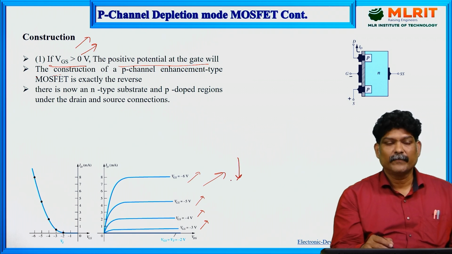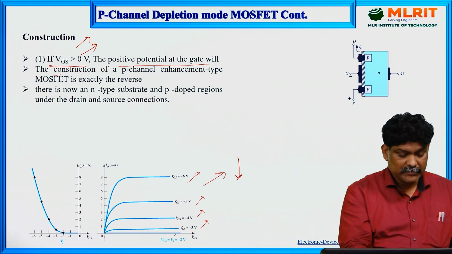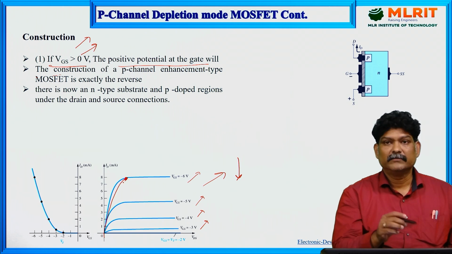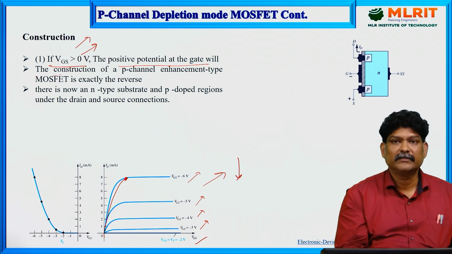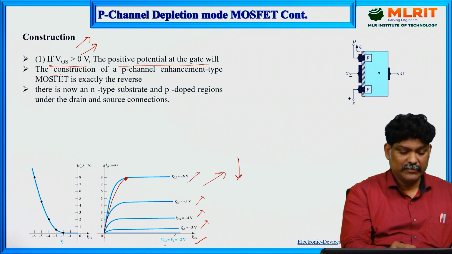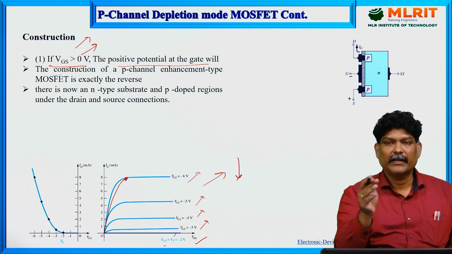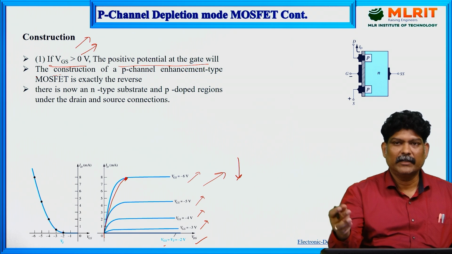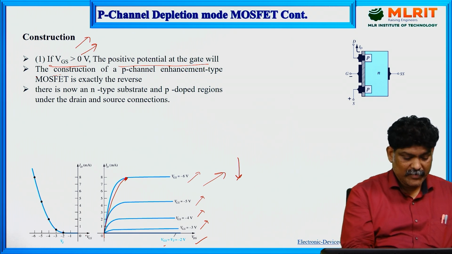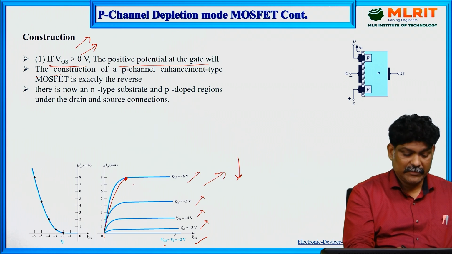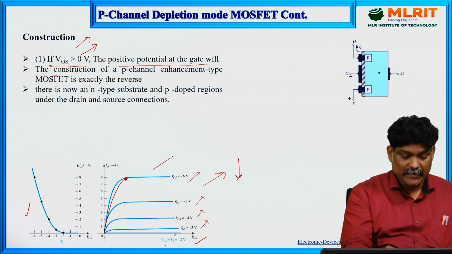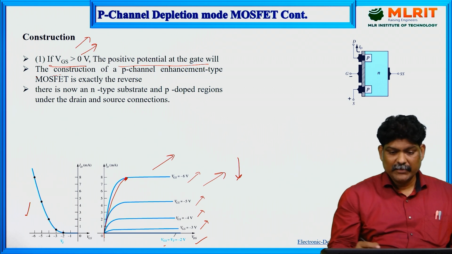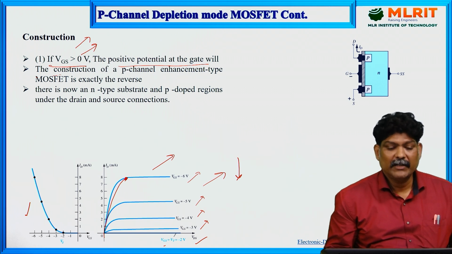Therefore, at a particular voltage, after getting saturation, we can say the drain current will be constant, or it reaches the saturation level. Similarly for the transfer characteristics, from this we can get the transfer characteristics. You can see these are the transfer characteristics and these are the output drain characteristics. So this is about the P channel depletion mode MOSFET.